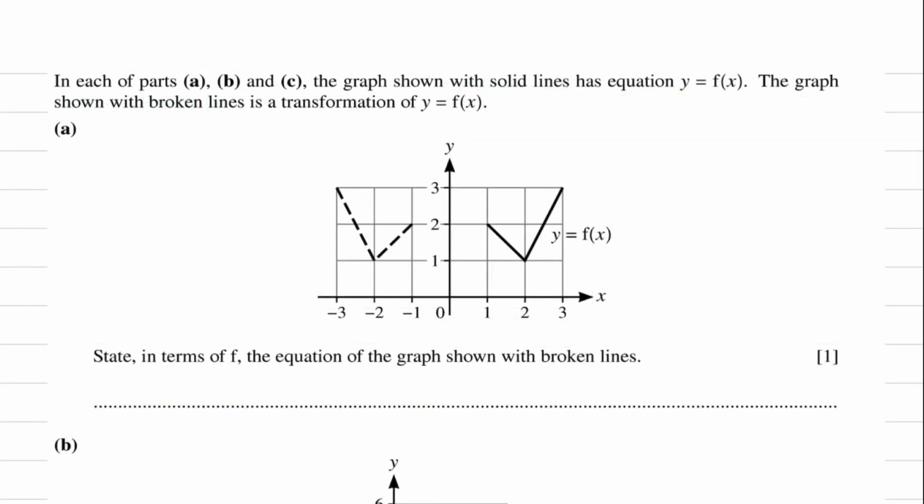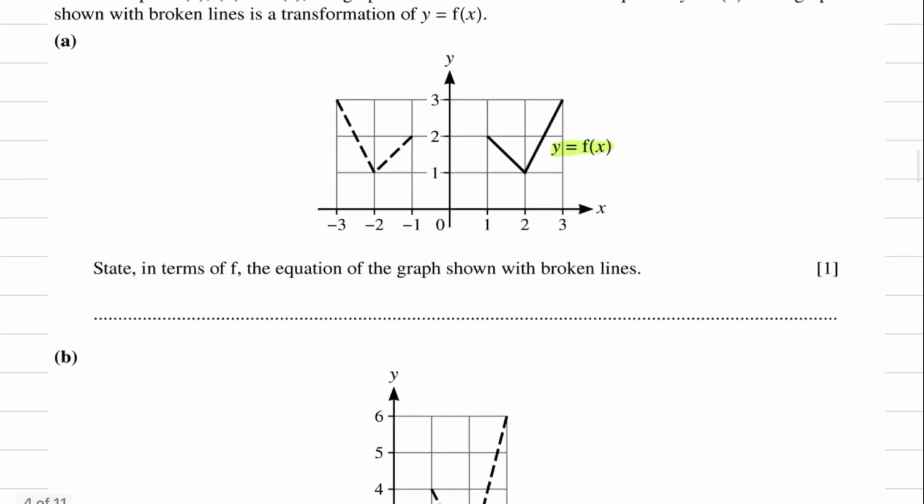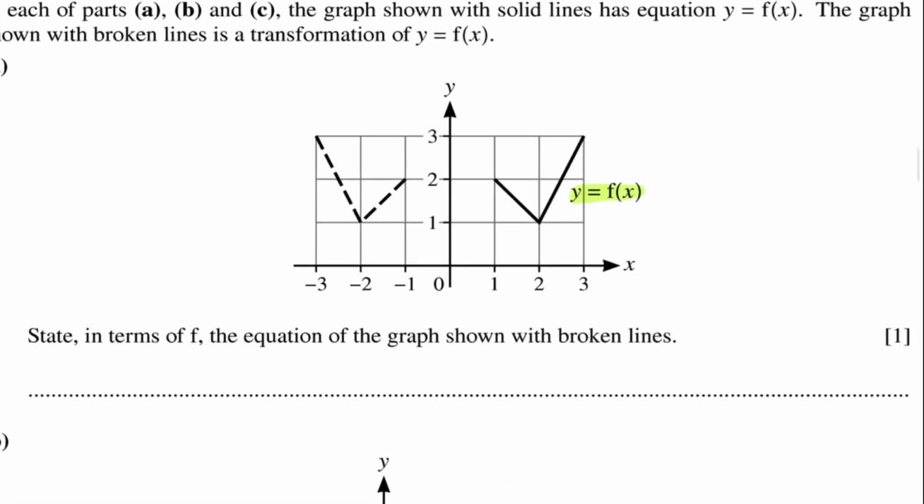Okay, let's solve the first question. In each part of A, B, C, we have the original function with solid lines and the broken lines for the transformed one. So the first question is, state in terms of f the equation of the graph shown with broken line. So the solid line is my original function and we want to transform it into this.